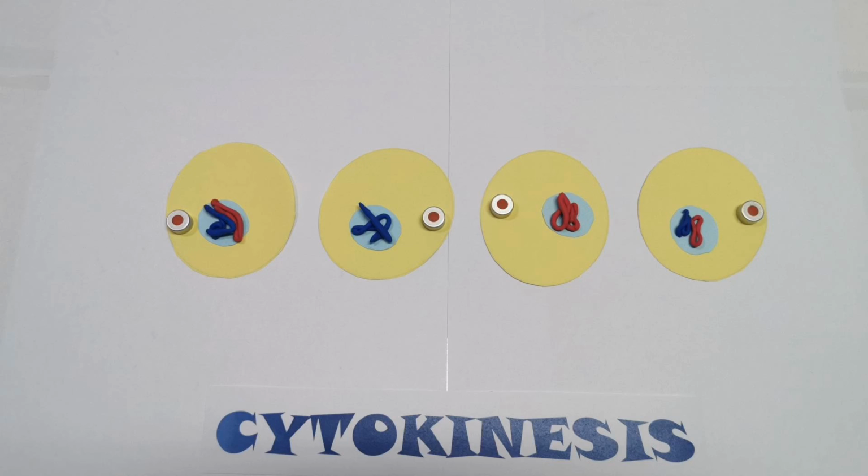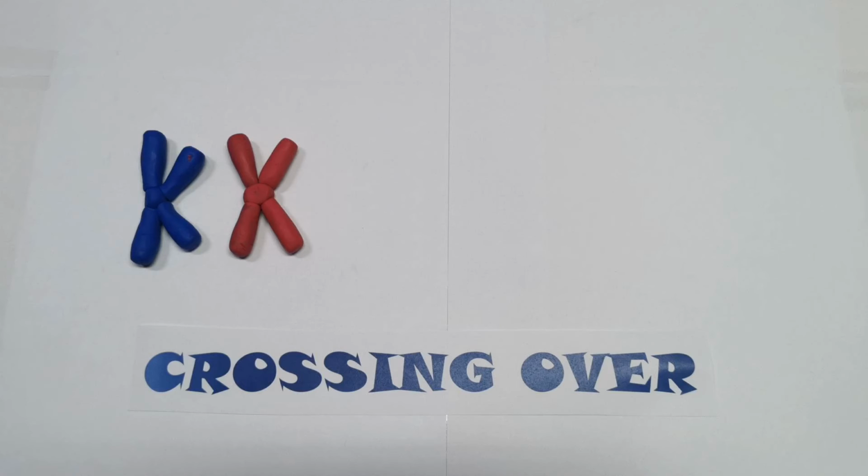Then the cytoplasm divides in cytokinesis, and we're left with 4 haploid cells that are all different. Again, those differences are because of crossing over and recombination. Let's look at the process of crossing over one more time.